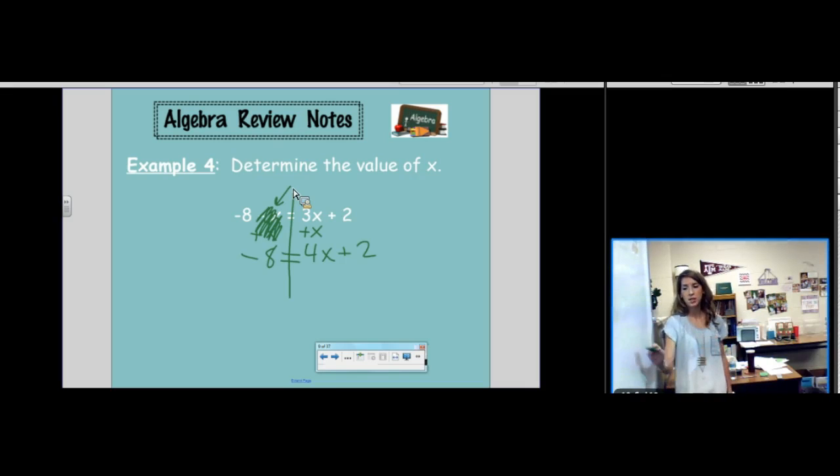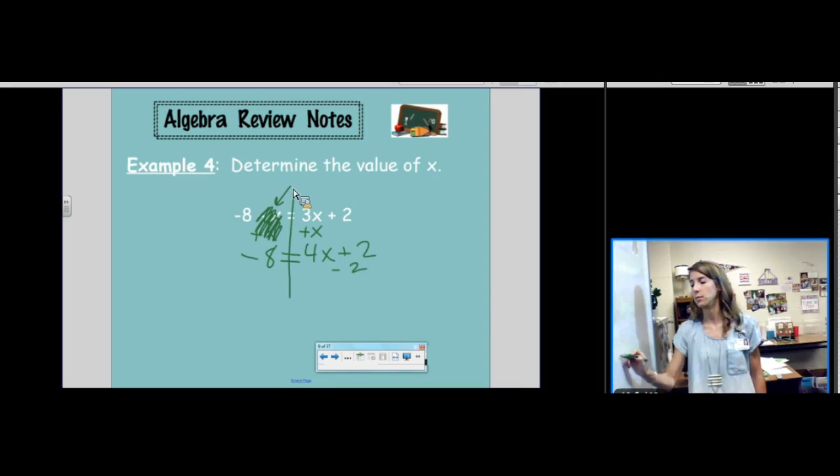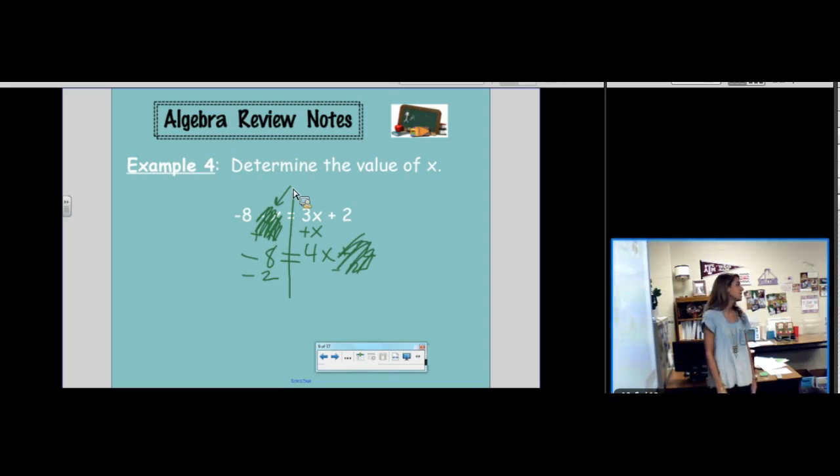What's the opposite of plus 2? Minus 2. Gone. Negative 8 minus 2. If you don't know, ask your calculator. Negative 8 minus 2. Negative 10. Negative 10 equals 4x.